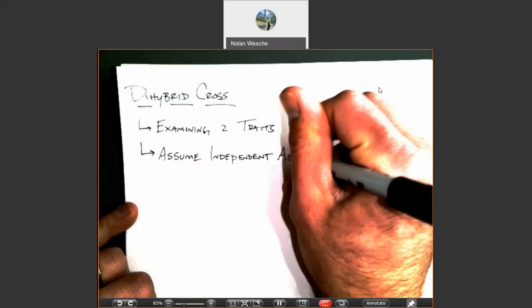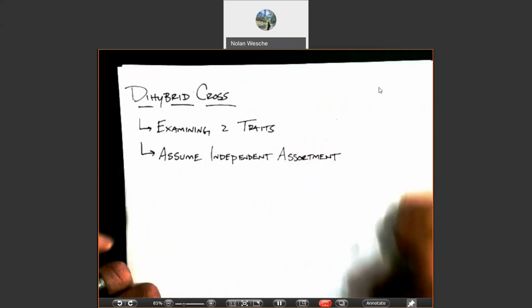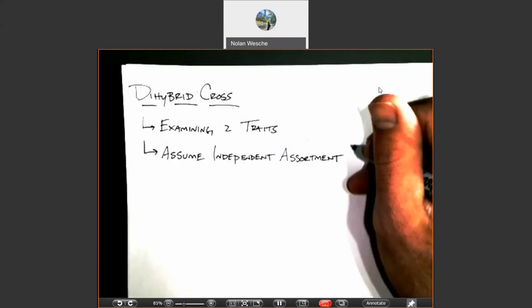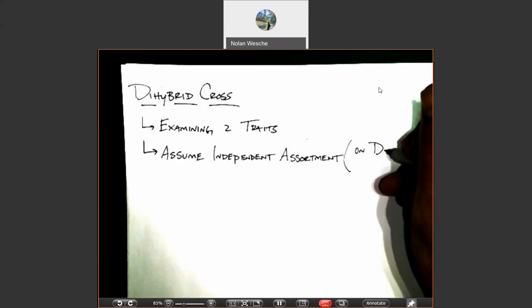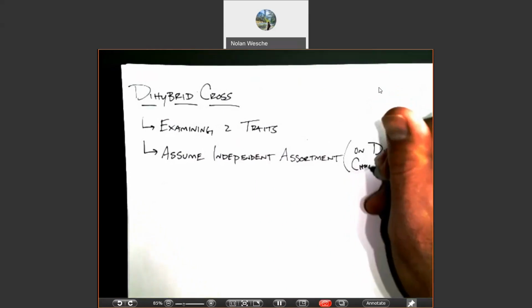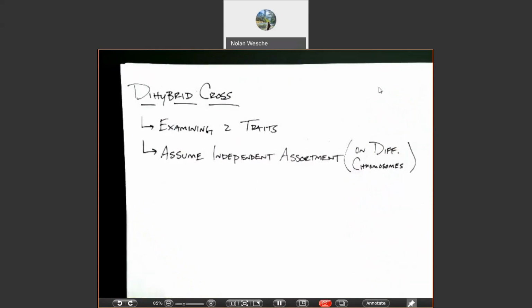What we mean by that is that these traits are going to be located on different chromosome numbers. Right? You might have eye color on chromosome number 5 and then hair color on chromosome number 6. So both traits won't be on chromosome number 5. We're assuming that they're on different chromosomes because that allows us to establish a pattern of ratios that we can use to solve these problems.